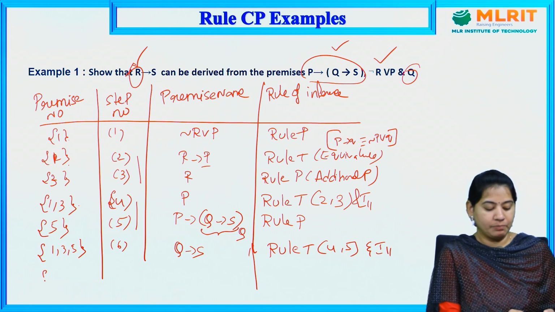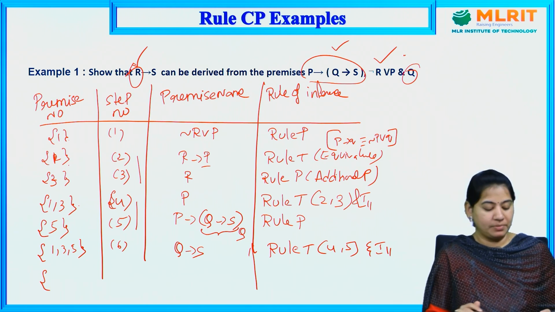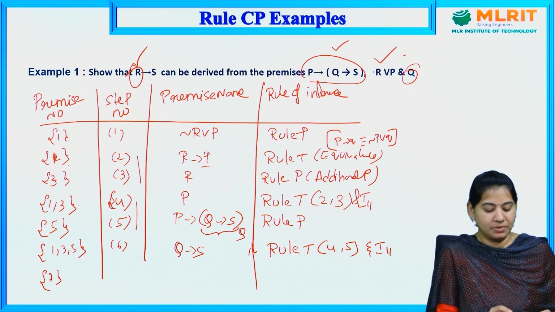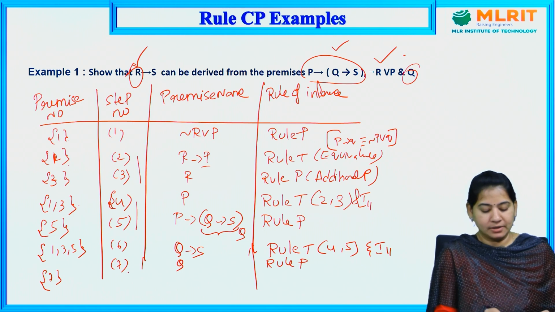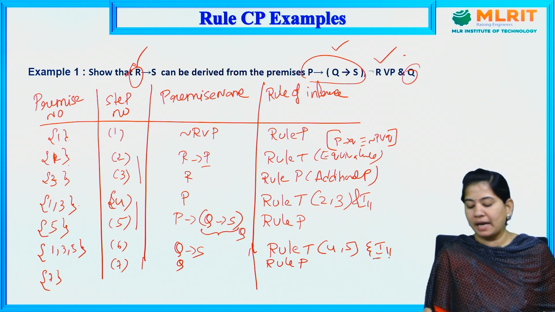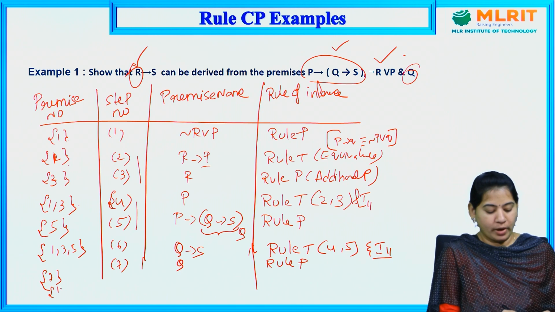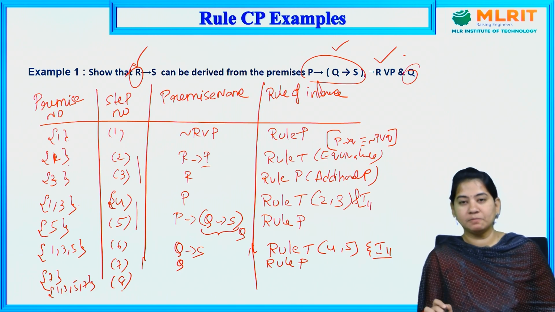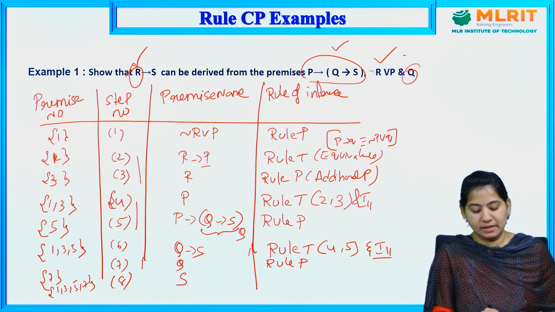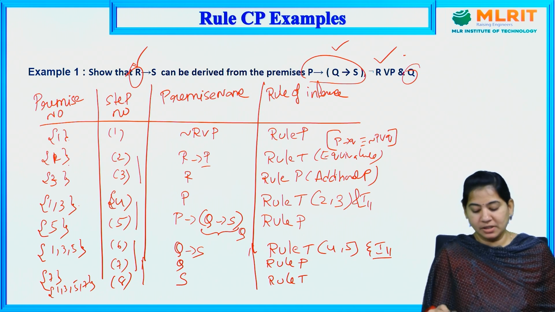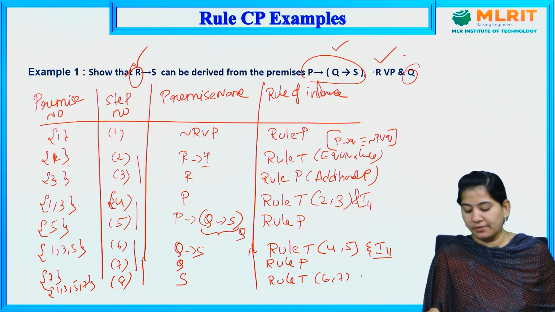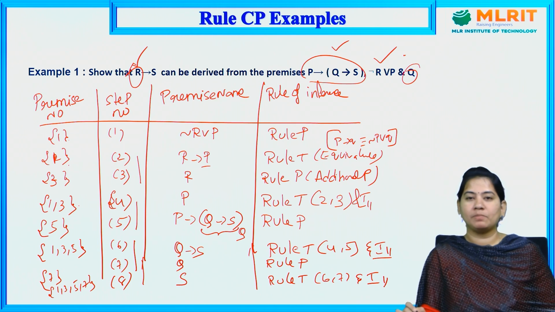Next we are left with Q to add as a premise. So premise number 7, step number 7, Q, and this is called rule P. Next, Q comma Q implies S, again if you apply I11 here, you will get 1, 3, 5, 7, and step number is 8, Q comma Q implies S is S, and this is called rule T, and the step numbers we have used are 6 comma 7 and I11.